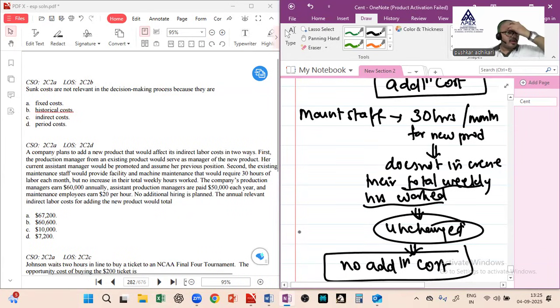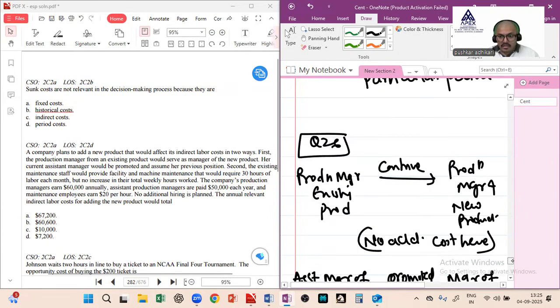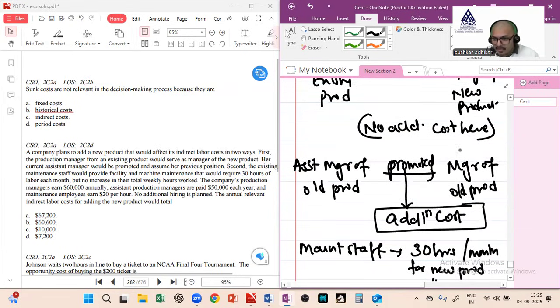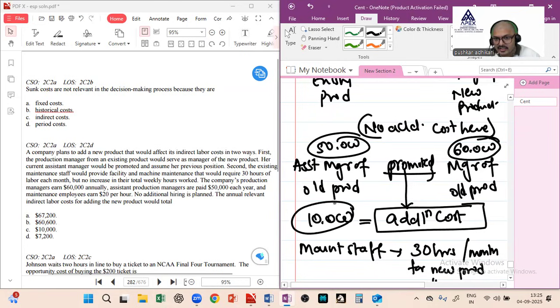The company's production managers earn 60,000 annually. Okay, the production manager. If you become a manager, you will earn 60,000. And assistant managers are paid 50,000 annually. So what is the additional cost? I can clearly see it's an additional cost of 10,000.